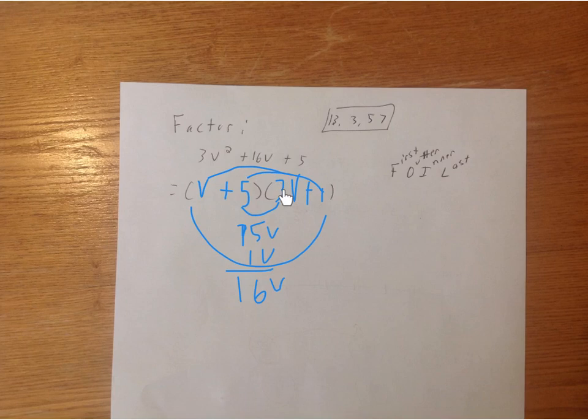The product of the first has to be 3v squared, the sum of the inner and outer products has to be 16v, and the product of the last has to be 5.